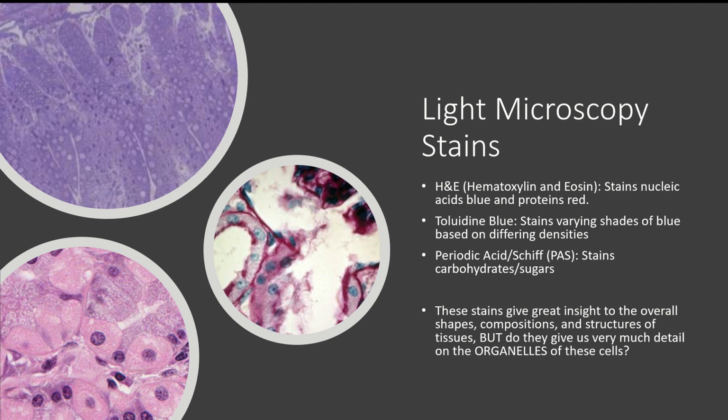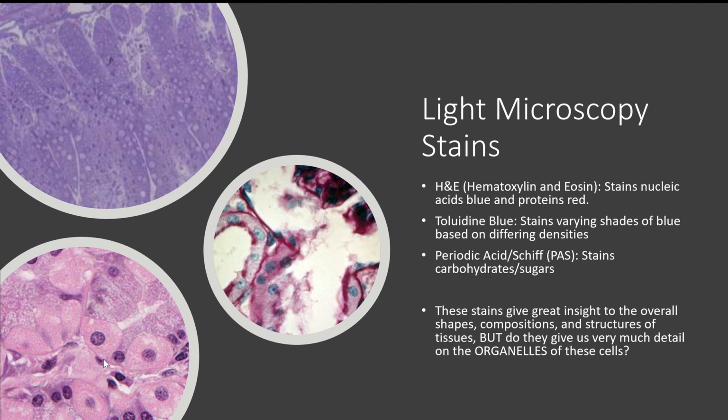And then eosin is going to be the other part of the stain, and that is going to stain our proteins red. And so you can see here, we're looking at a tissue, okay? And you can see here is a cell. Okay, don't worry about the name of the cell, but this is a parietal cell.